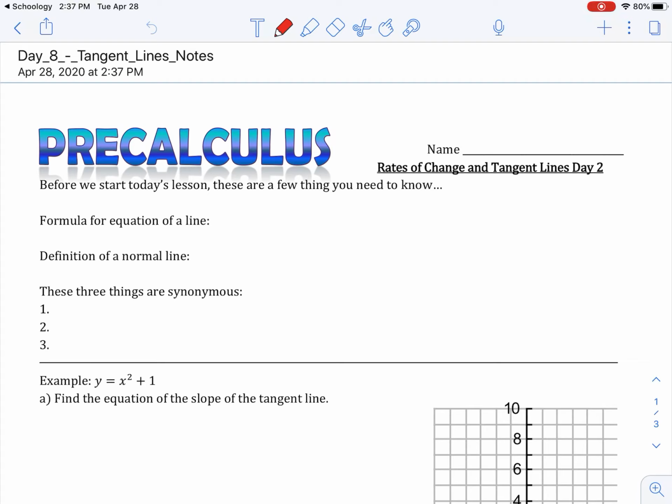So this last lesson is on rates of change and tangent lines, day 2. Okay, so it's the second day of it. So before we start today's lesson, there's a few things that you need to know.